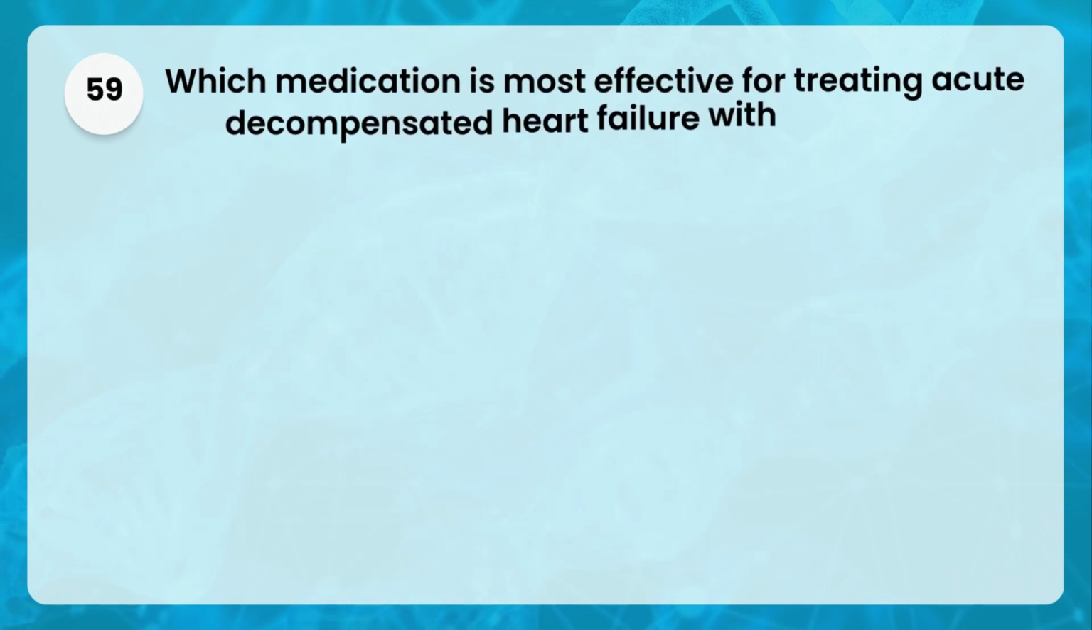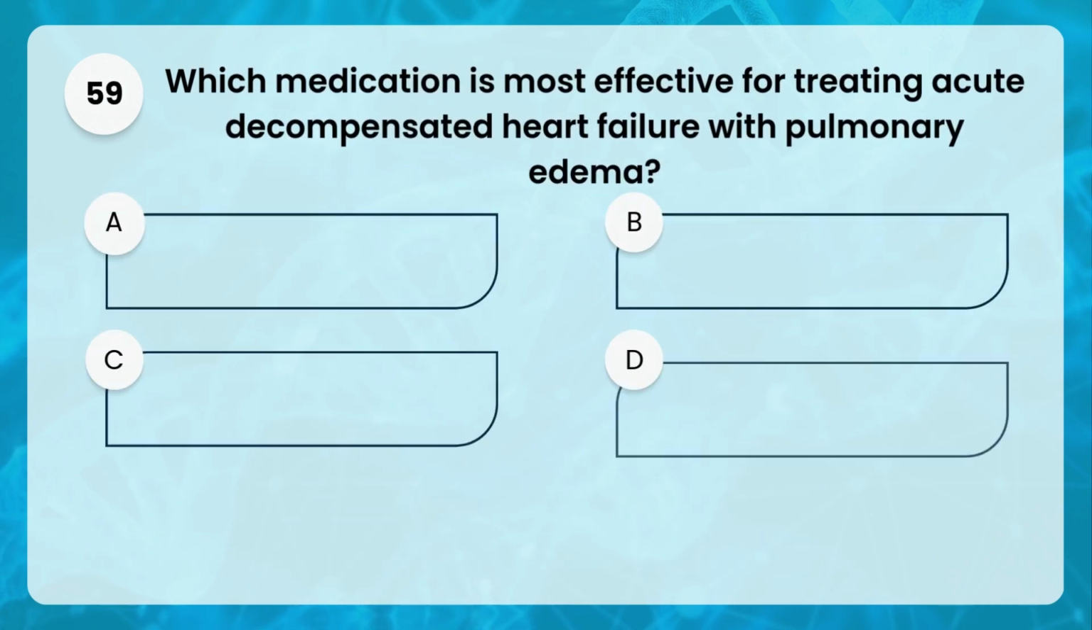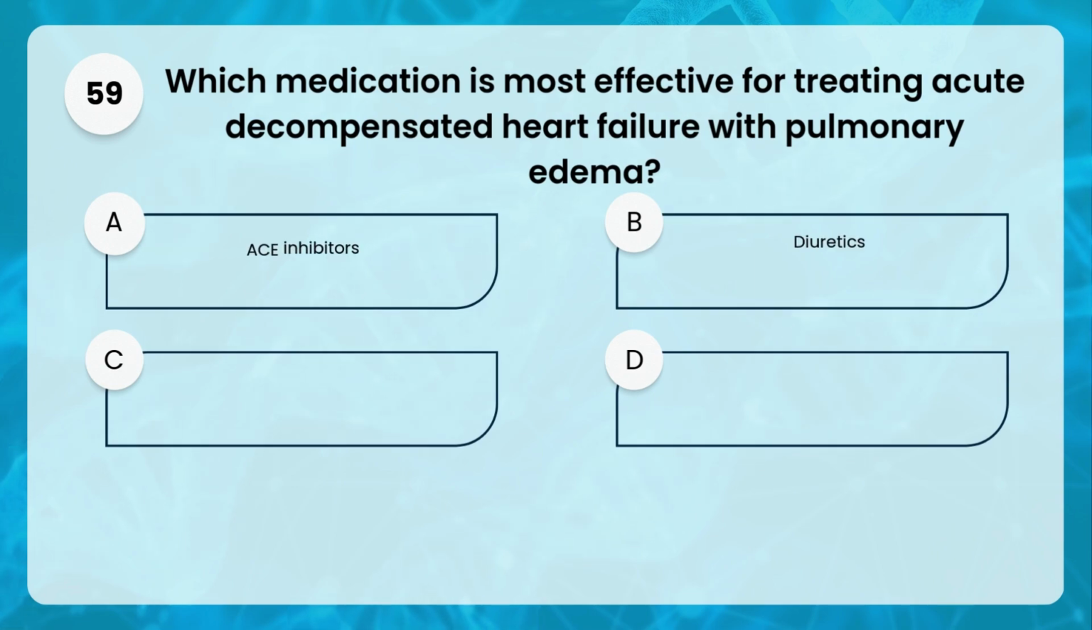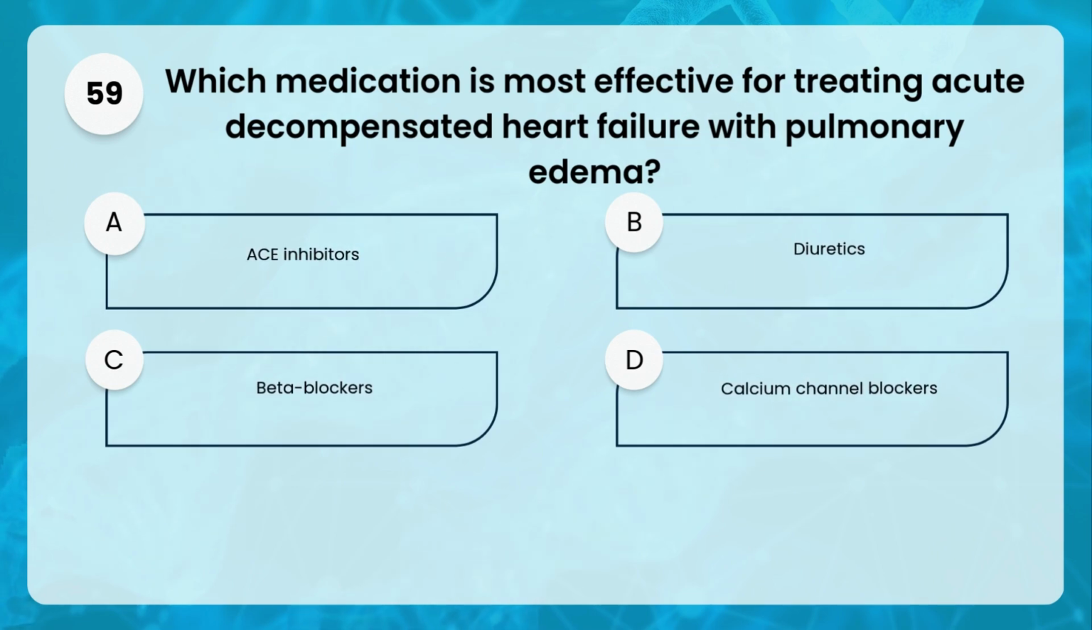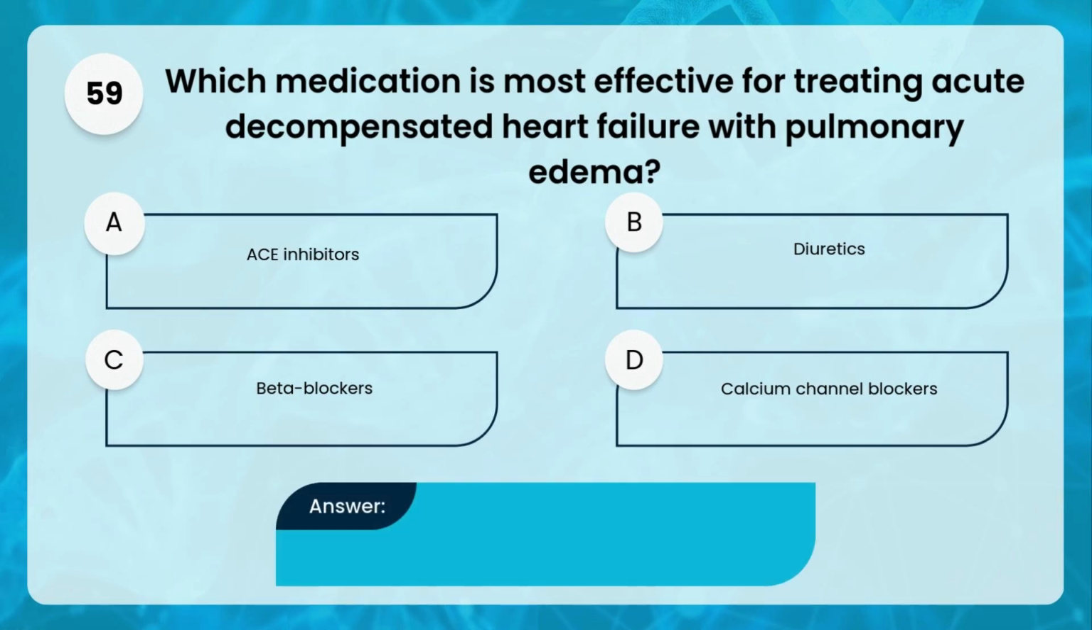59. Which medication is most effective for treating decompensated heart failure with pulmonary edema? A. ACE inhibitors. B. Diuretics. C. Beta blockers. Or D. Calcium channel blockers. The answer is B, diuretics.